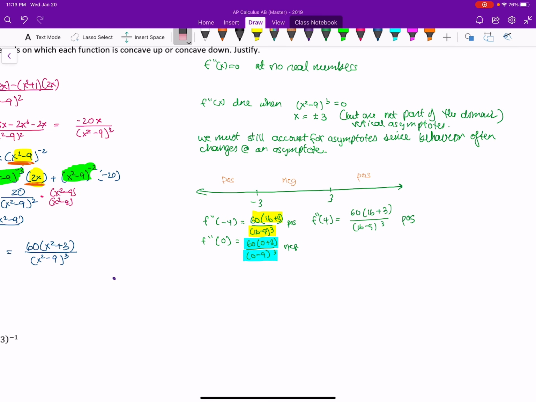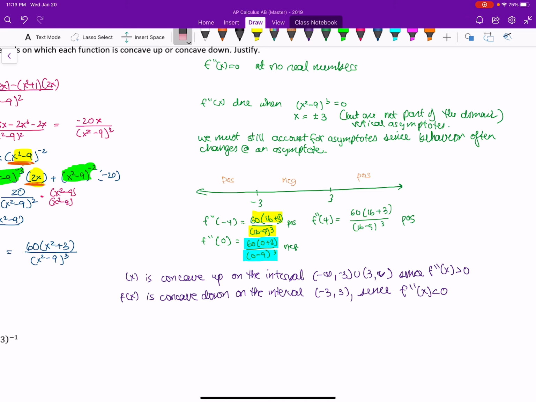And then I'm ready to determine where I have concave up and concave down. So here, we would say f of x is concave up on the interval from negative infinity to negative 3, union 3 to infinity, since f double prime is greater than 0. And that's my justification here. I've shown all the work to prove it, so all of those pieces need to be part of it. Obviously, this writing here that I added as a note you don't need, but all the other pieces need to be there.